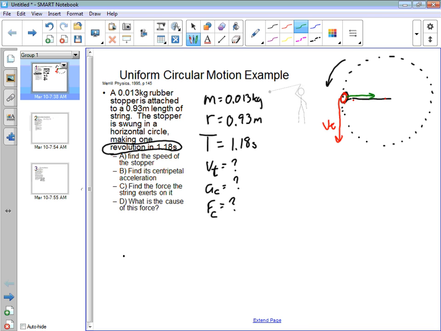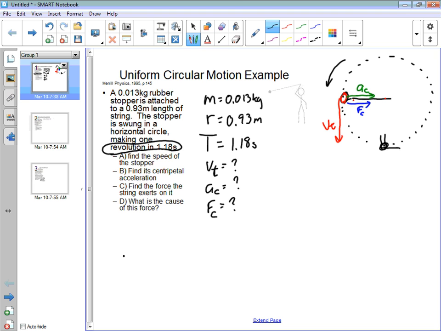So the centripetal acceleration is to the right, and the centripetal force is also to the right. Now, a moment later, if we were talking about the rubber stopper when it's down here, then I'd have to just adjust these things. The velocity would be this way, the acceleration and the force would be that way. That's why we use words like centripetal and tangential instead of x and y.